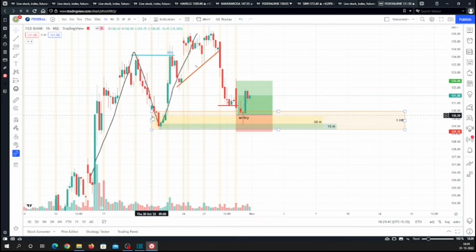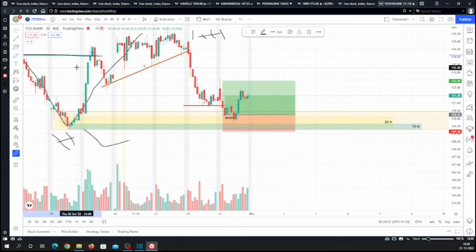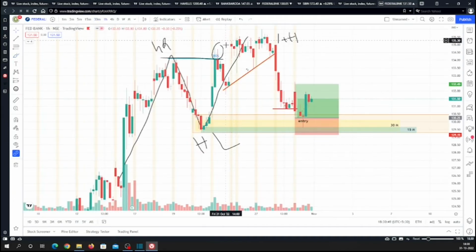So how do you mark an order block? As you can see here, this is the higher high, this is the higher low, and this is the higher high. Here you could see a break of structure, which means the previous higher high was broken here, and in 30 minutes you could clearly see the break of structure in this region, and in 1 hour you could say the breakout took place here.